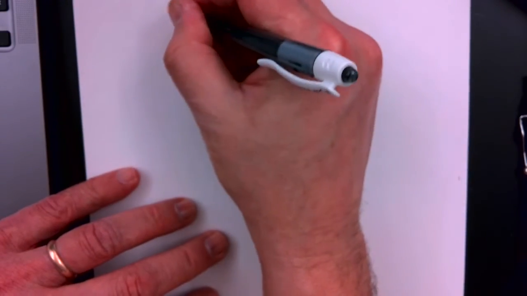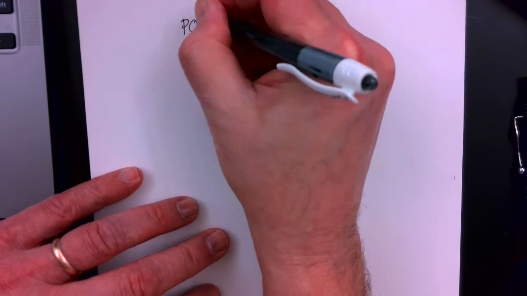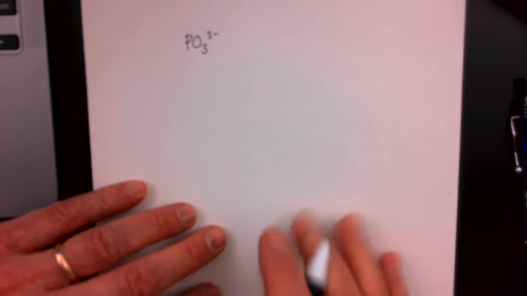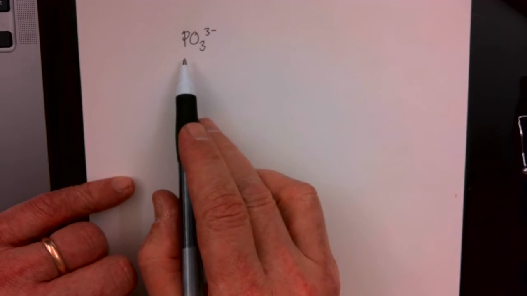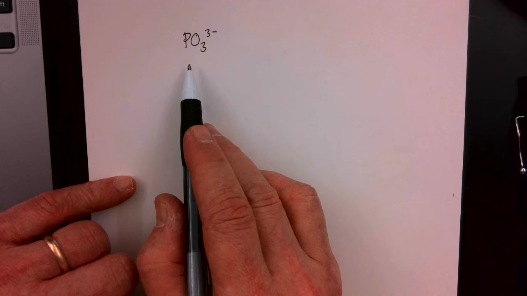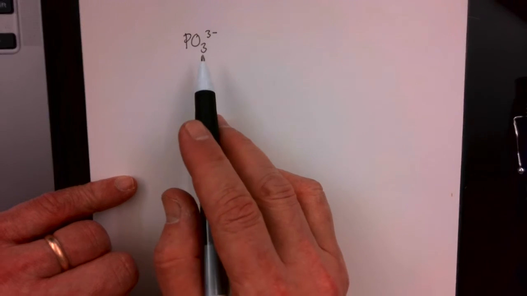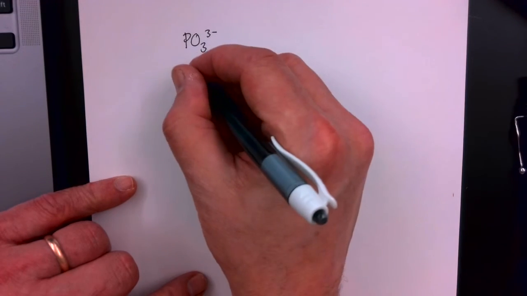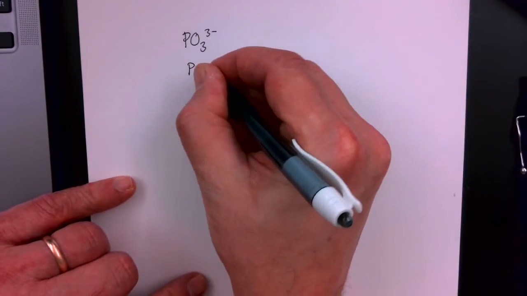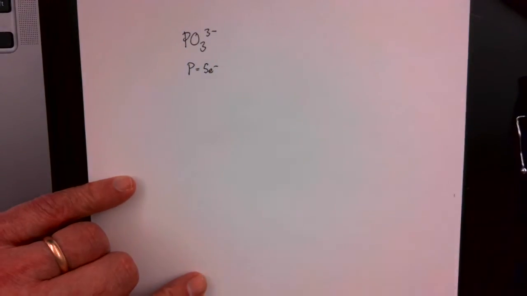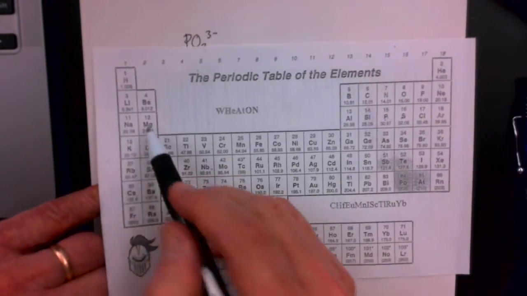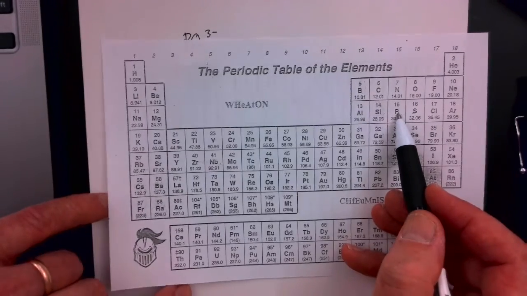Well, let's try a new one. Let's try, in fact, PO3 3-, okay? The thing I want to focus on here is how to count valence electrons, okay? This is an ion, and so we know that phosphorus has 5 valence electrons, right? 1, 2, 3, 4, 5, right?